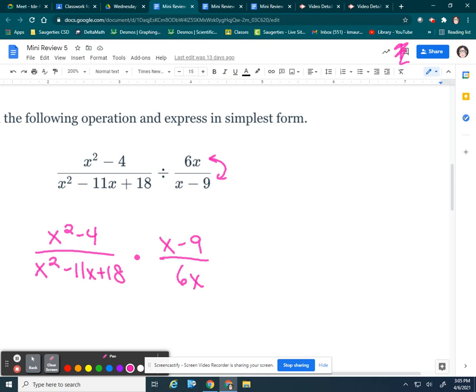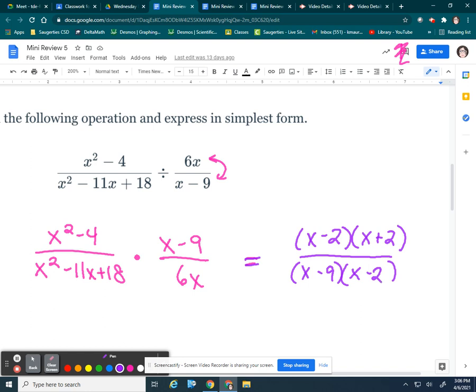So it looks like I only have to factor the first side of this problem. So x squared minus 4 is a difference of perfect squares. X minus 2, x plus 2. Oh boy, I'm going to run out of room. The bottom is a trinomial. Two numbers that multiply to 18 and add to negative 11, negative 9 and negative 2. And then I'm just going to rewrite my fraction, x minus 9 over 6x.